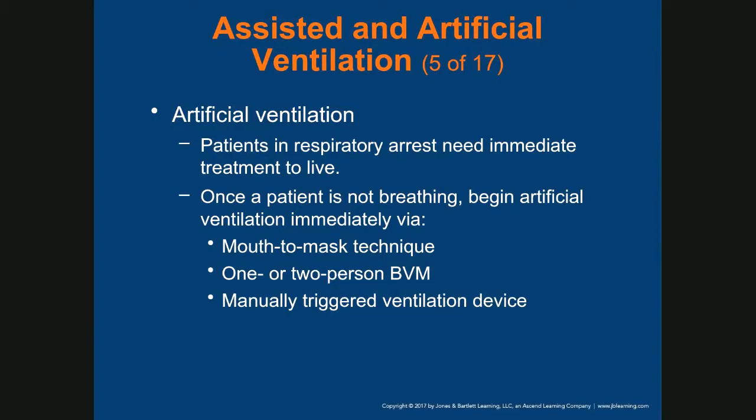But if you have a pocket mask, that's a better method for a single rescuer, right? So if you don't have somebody to maintain a seal for 2-person BVM, a pocket mask is a better option. So it's mouth to mask, 1 or 2-person BVM, then a manually triggered ventilation device. Now, you might not get the luxury of a manually triggered ventilation device in your system.